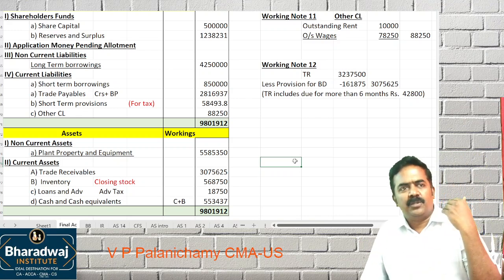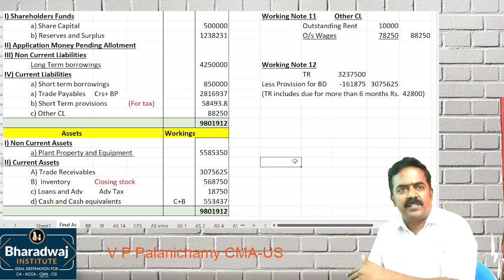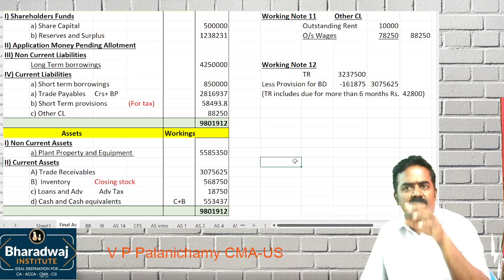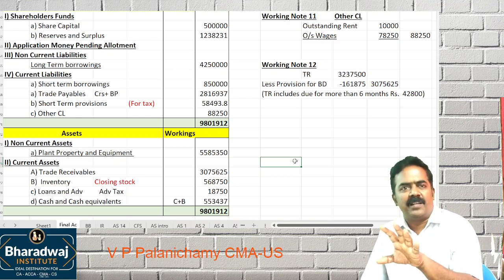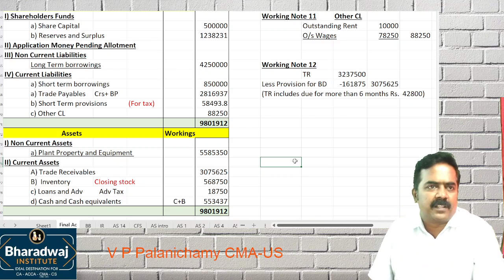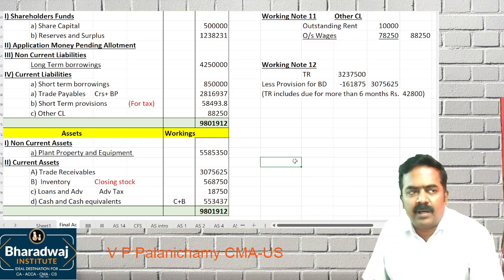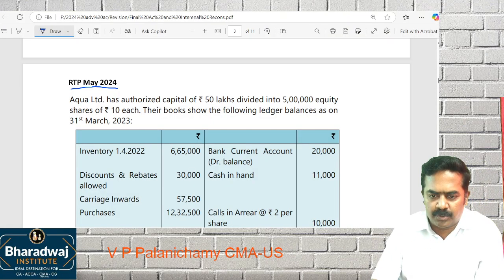So hereafter, you solve first, then let me give my working notes, correct the working notes, then let us prepare P&L account. Aprama, you do the working for balance sheet, then we'll prepare the balance sheet in the month. If you have completed this, please go to which question? RTP May 2024 question paper.